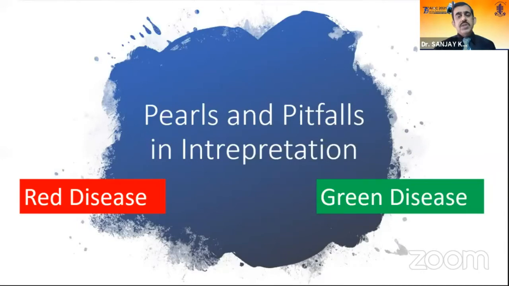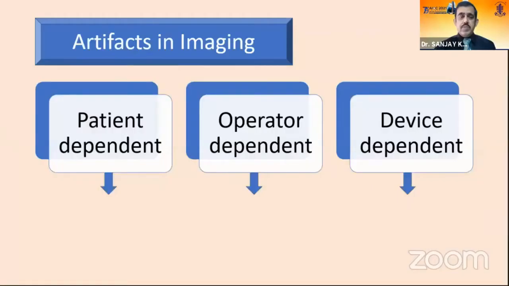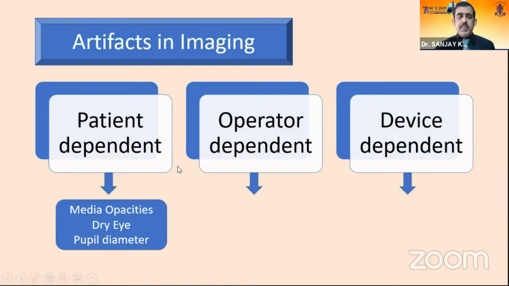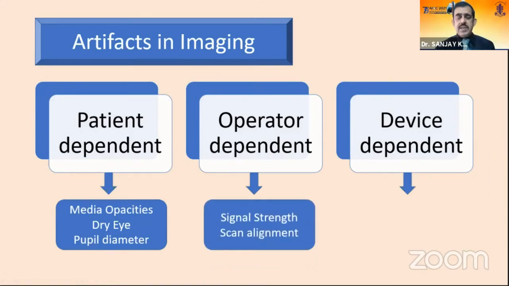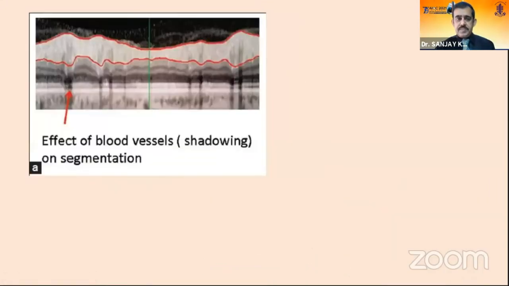So next we come to pearls and pitfalls. In our over enthusiasm for reading the OCT printouts, we sometimes reach a stage where we label the patient to be glaucomatous or normal depending on the red color or the green color seen in the printouts, thus giving rise to terminologies like red disease and green disease. But we should be very careful because there are many artifacts which may be patient determined like media opacities, or operator dependent like signal strength, or device dependent.